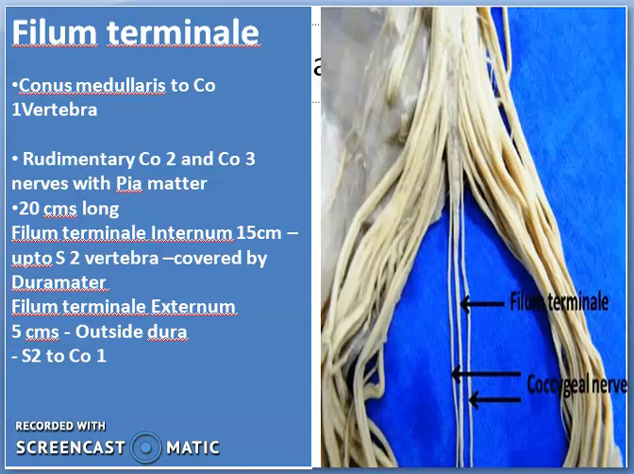So now friends, in this learning dialogue, we saw the external features of spinal cord with respect to the fissures, enlargements, conus medullaris and filum terminale. In the next learning dialogue, we will see the internal structure of the spinal cord.